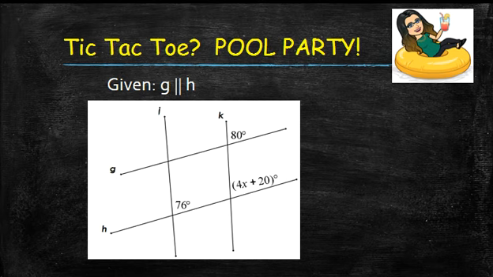When we have two transversals, our image looks like a tic-tac-toe board. All the cool kids play tic-tac-toe at pool parties. We highlight our parallel lines, and then we circle our lines that are not parallel to make our pool parties.